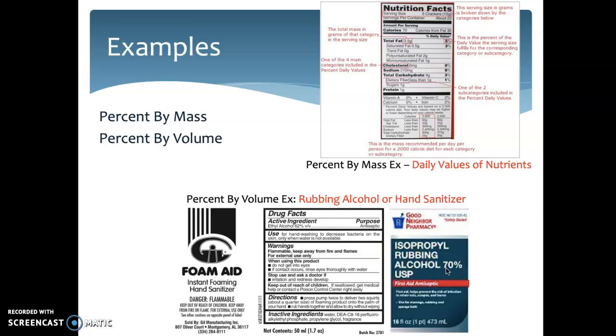Vinegar, other medicines, and things of that nature often are expressed in either percent by mass or percent by volume as well. So you see this in grocery stores and all that very often.